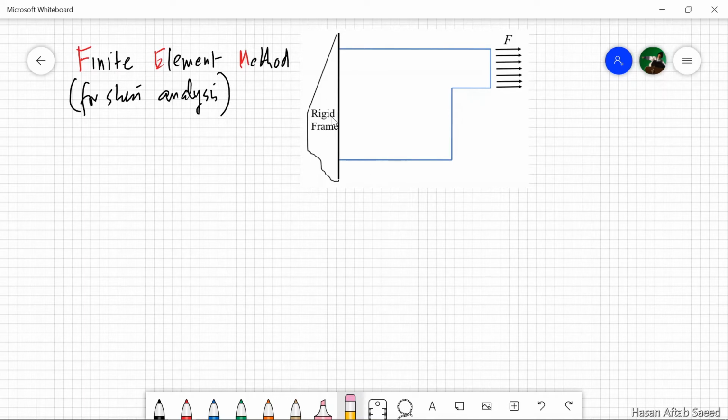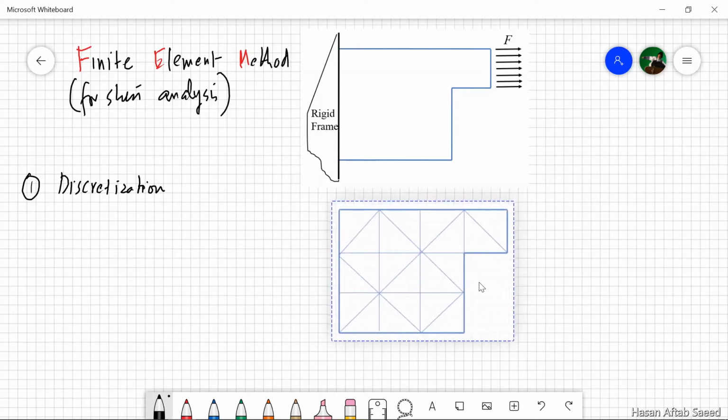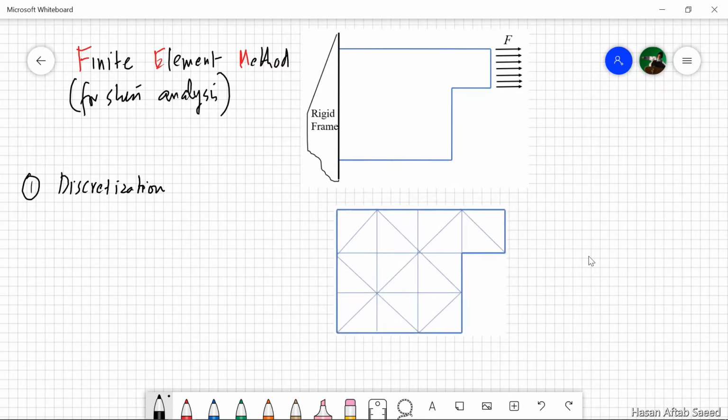Now, FEM addresses this problem by dividing this plate into discrete elements and then attempts to find the approximate solution inside each element. Now, this first step for any FEM program is that of discretization. There are infinite numbers of ways one can discretize this domain, but this is one way. We have divided this plate into a number of triangular elements.